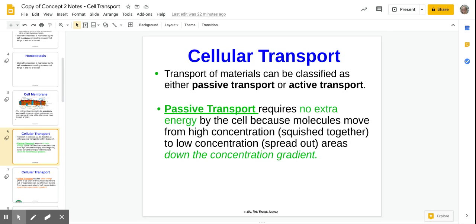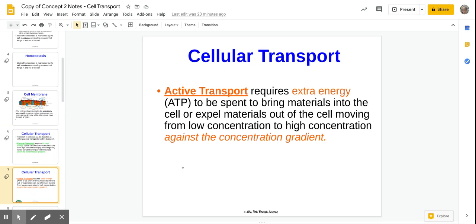If I were to spray some perfume or cologne on this end of the room, eventually Austin over there will smell it. It will move. It's very concentrated here, and eventually the smell would get over there. That's kind of moving down the concentration gradient. Active transport, which we'll talk about tomorrow, is sort of extra, you need energy. And we're going to learn about this energy. It's called ATP. That'll be a part of our next unit.